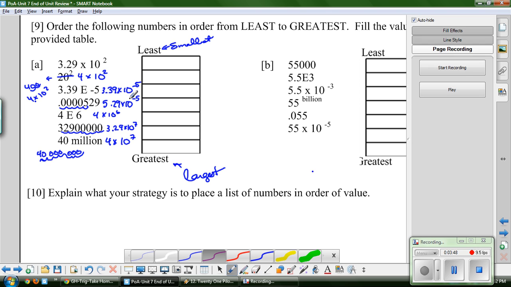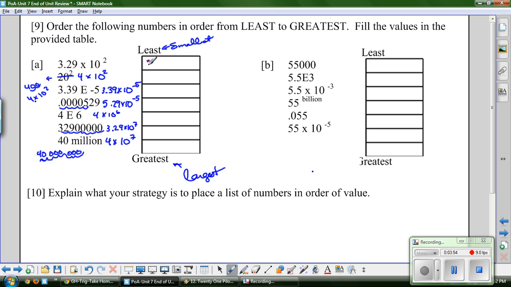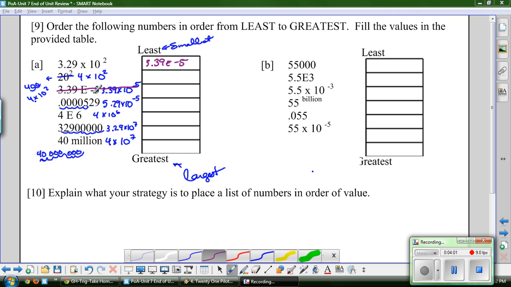This guy is definitely going to be first. So I'm going to write it in its original form. 3.39 E negative 5 goes first. Okay, so next smallest coefficient, or I'm sorry, power would be this again, negative 5. But since 5.29 was bigger than 5.39, that goes next.